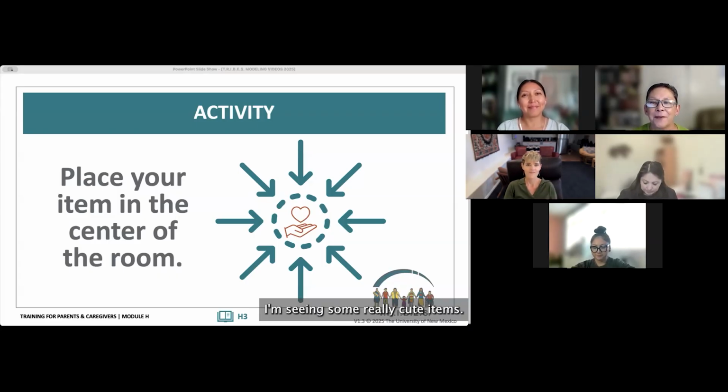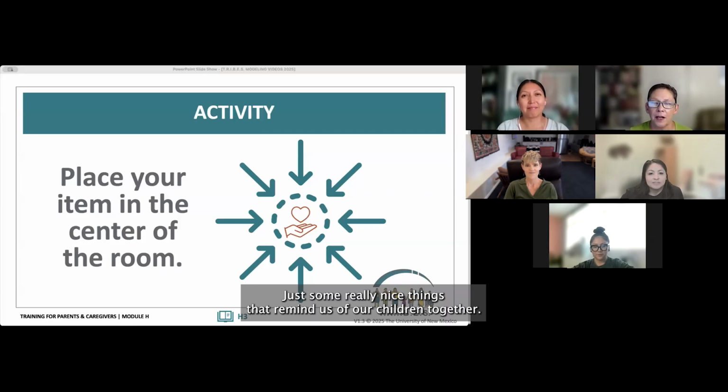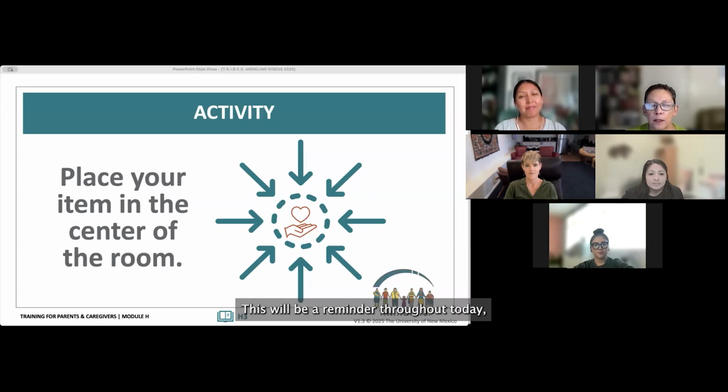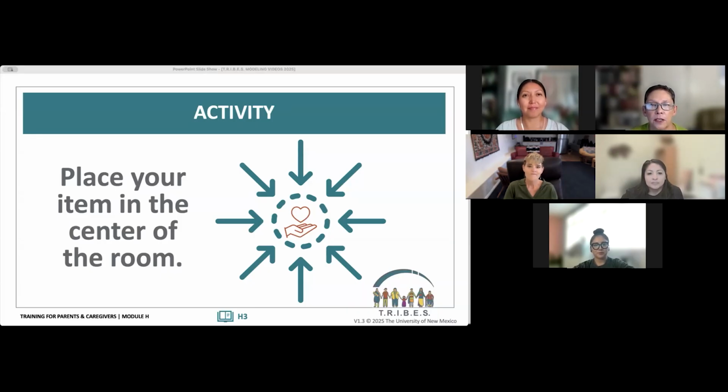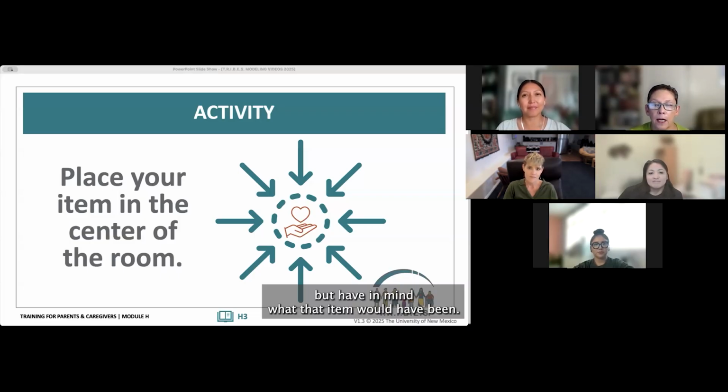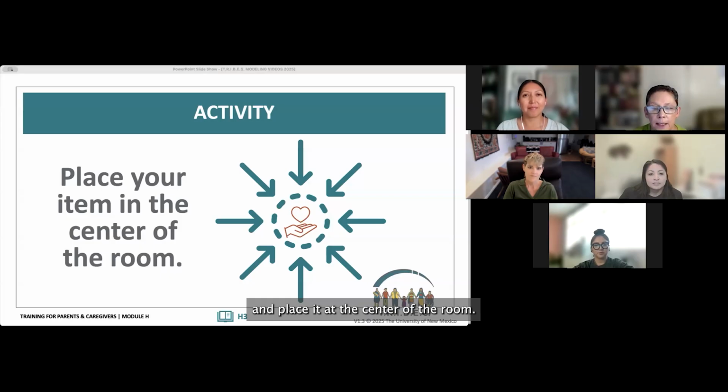Nice. I'm seeing some really cute items. I see a stuffed animal. I see a flower. I'm seeing some pictures. I'm seeing some artwork. Just some really nice things that remind us of our children. Together, this will be our reminder throughout today, where all our good intentions will be channeled and focused on. These items will be returned to you at the end of the session. I want to add, if you forgot your item, but have in mind what that item would have been, you can simply write it or draw the item on a piece of paper and place it at the center of the room.